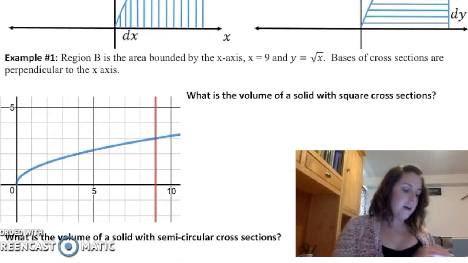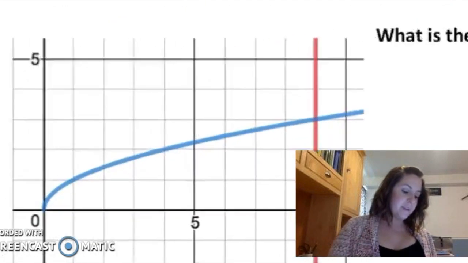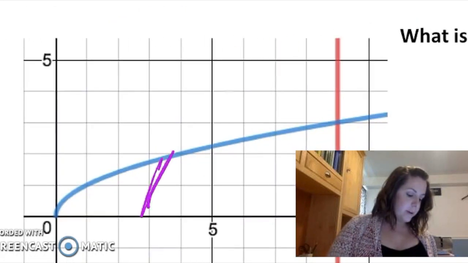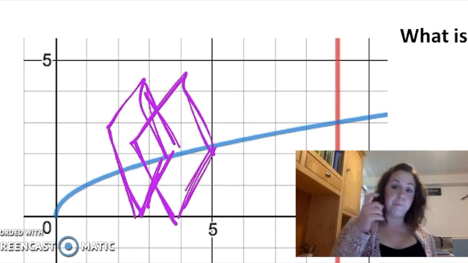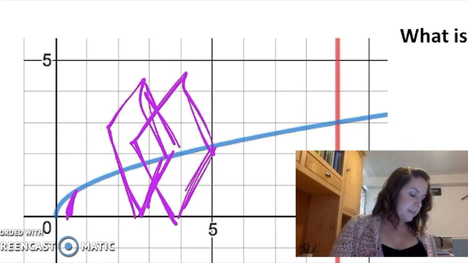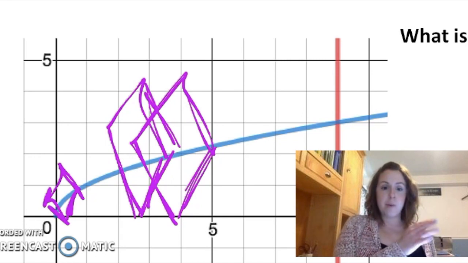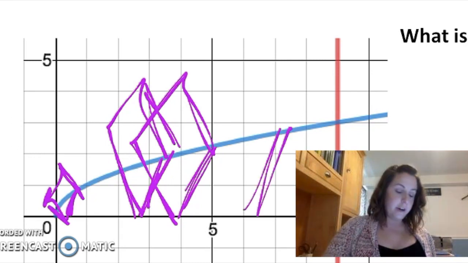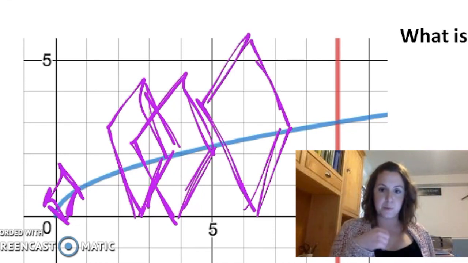So what is the volume of a solid with square cross sections? Let's think about what that would look like. Again, we just sketched it, but it's going to have squares lying like this, and they're going to be bigger or smaller based on the size of that initial side that we laid down. Over on the left side, they'll be smaller, versus over here on the right where there's a bigger initial side, they'll be bigger. They get bigger as we go.